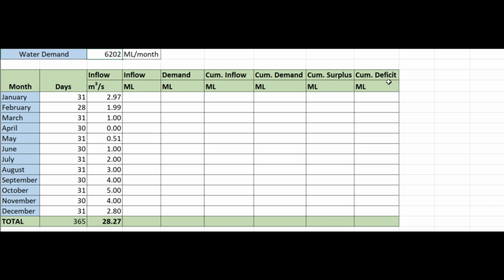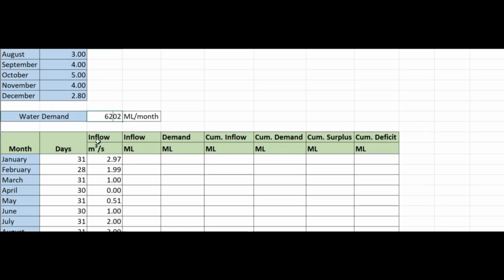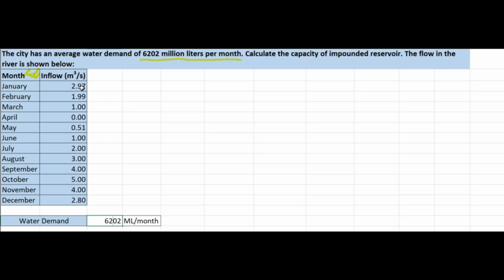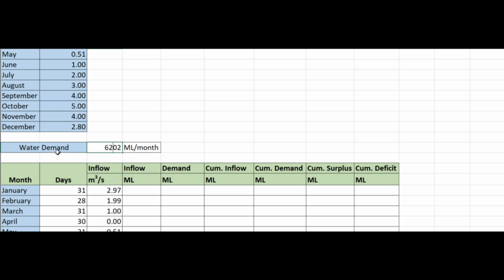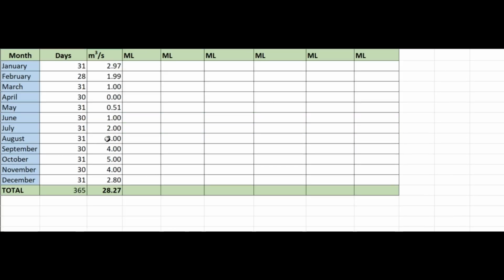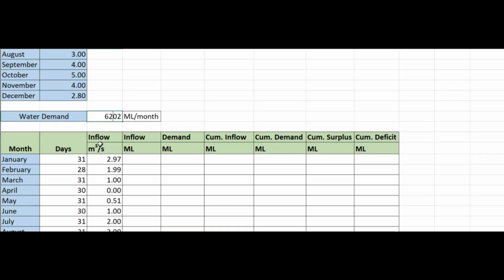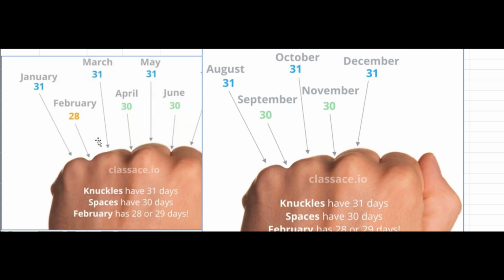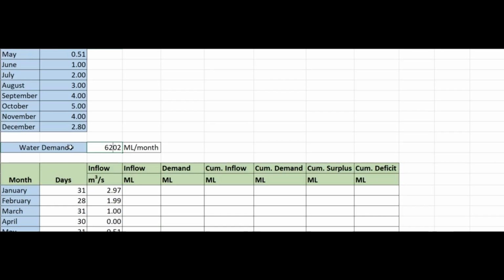Now look at the table. There is a month and there is days, right? Because we need to convert this meter cube per second to million liter, because water demand is given in million liter. Now to calculate this value, we need the days in the month.